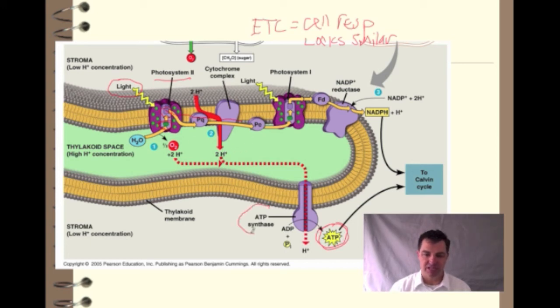Here's my ATP synthase, that we did in cellular respiration. And then once again, over here, the final electron acceptor in cell respiration was oxygen. But in this case, it's going to be photosystem 1. That energy in photosystem 1 is being used once again through another electron transport chain to produce NADPH.